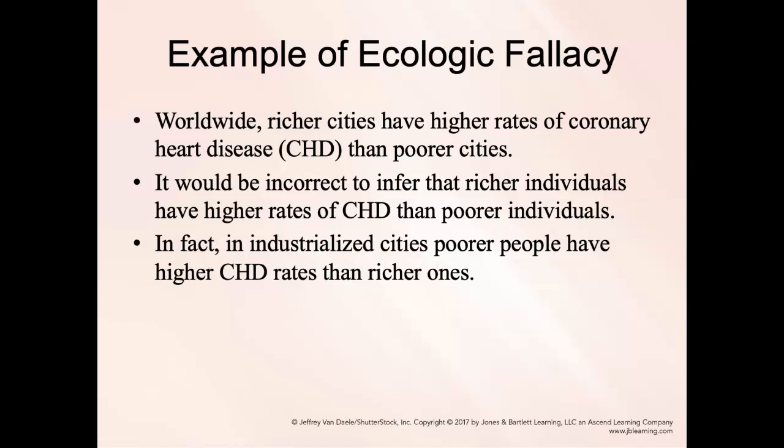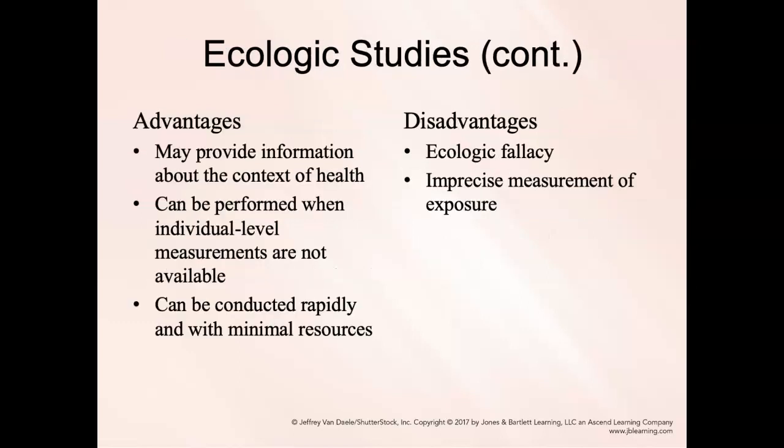I want to point out that individual associations, so using individual level data, are considered to be much more superior than ecological associations because we can run into this issue of the ecologic fallacy. So in terms of ecologic studies, they're important because sometimes it's all that we have. We only have group level data at maybe the state level, the county level, and it can provide information about the context of health. And it can be performed because sometimes we just don't have individual level data, and we can conduct these studies pretty rapidly and they don't really require a lot of resources.